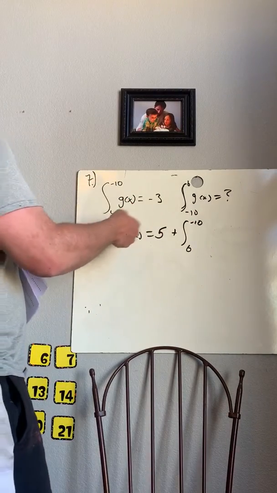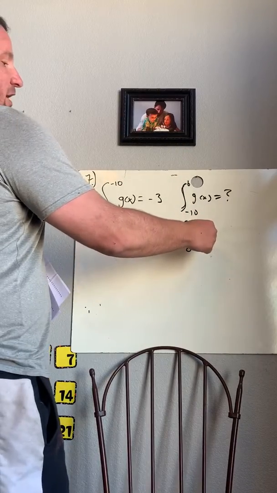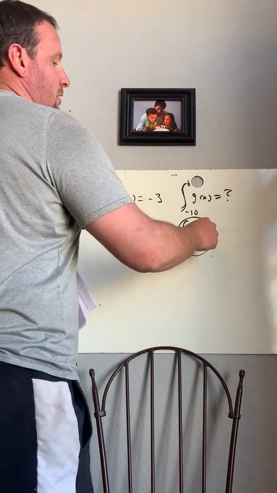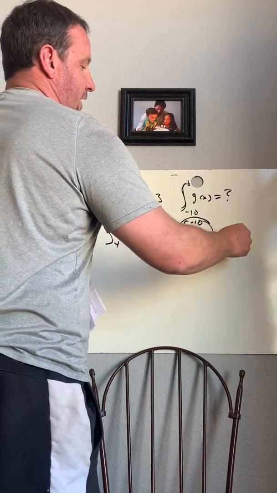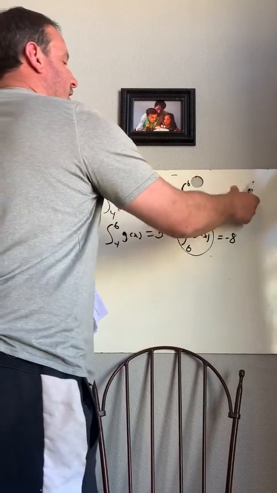4 to 6, stop at 6. Get back in 6, so I've got to figure out what this would have to equal in order for that to equal negative 3. So this right here would have to equal negative 8, which means that this here is that one flipped around, so it has to equal 8.